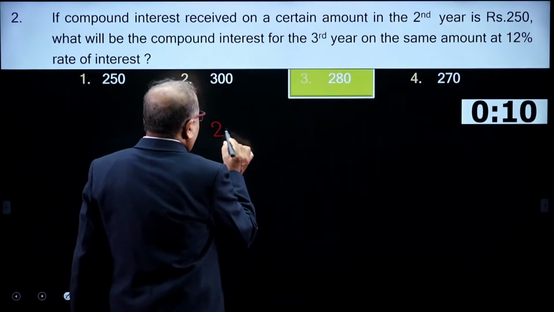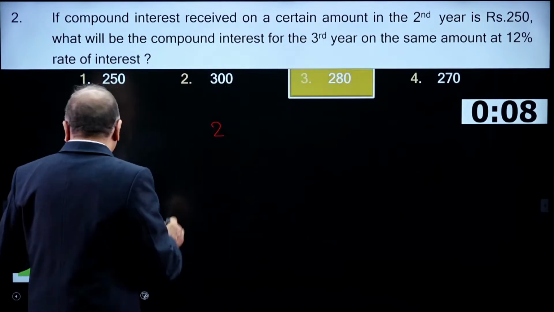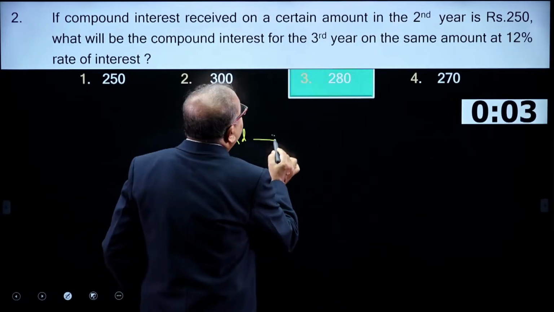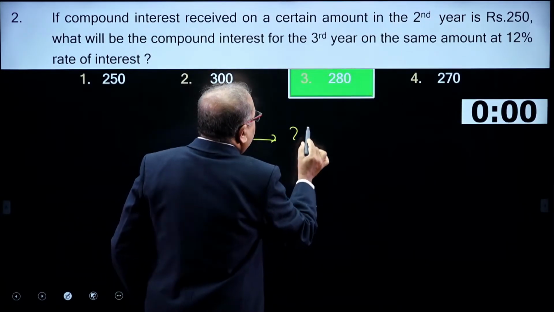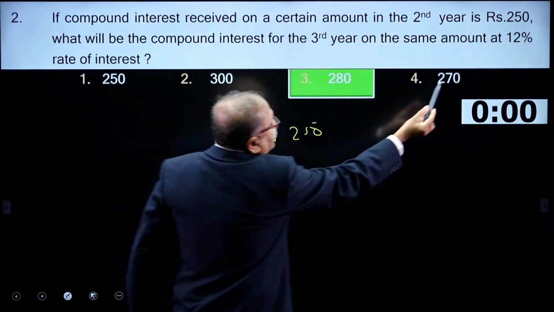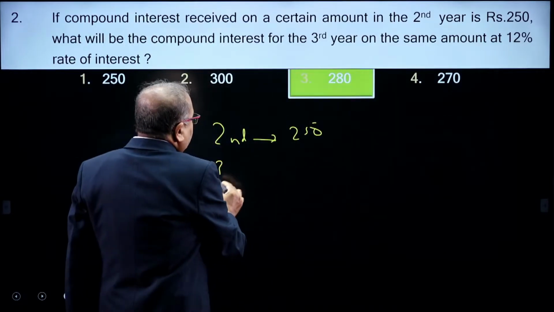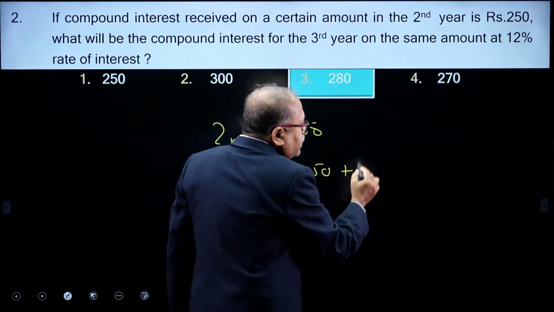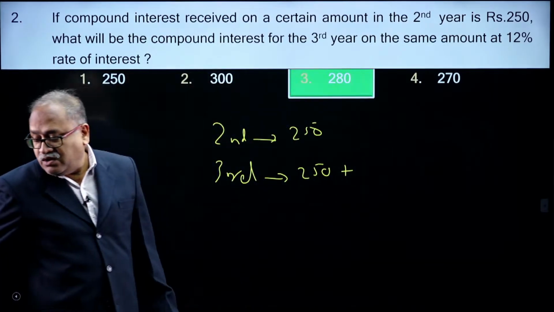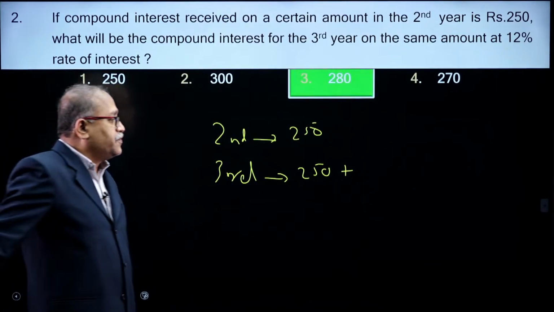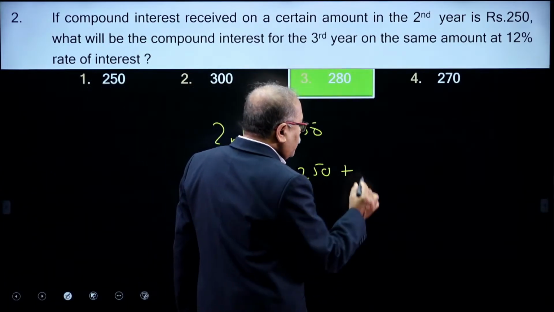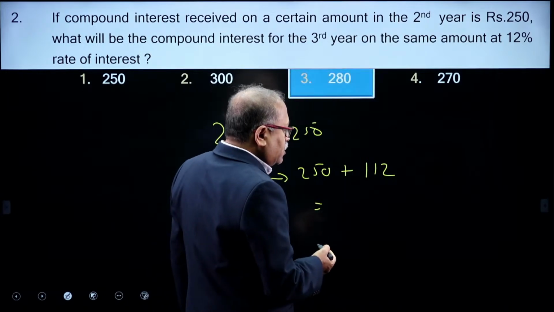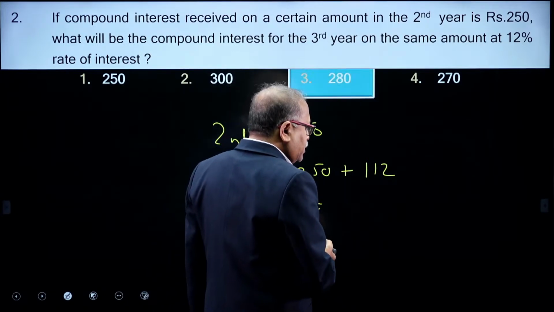I know the second year interest. So, if you know this concept, that the second year interest is already given to us, how much, 250, and I know the rate of interest is 12%. If I need the third year interest, then 250, the second year interest, plus 12% on this. So, what will be 12% on 250, and that comes to 112. So, add 112, you will be getting this one.